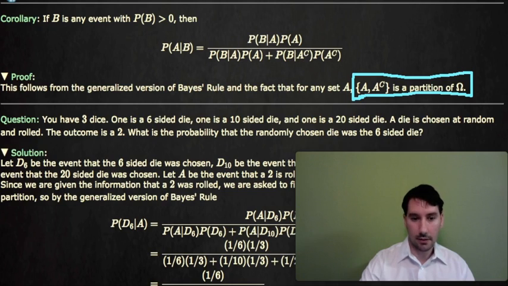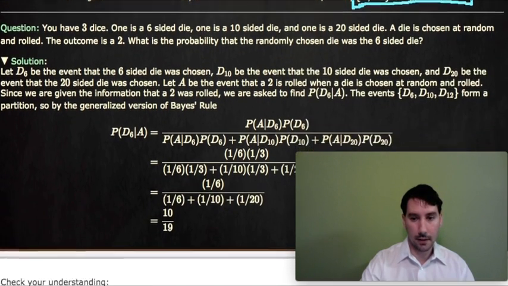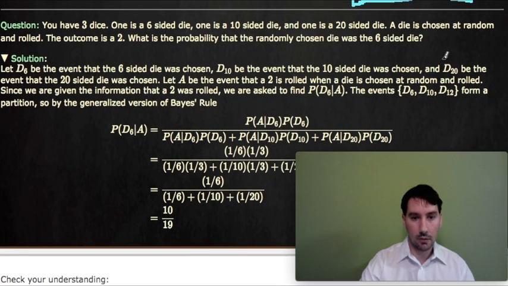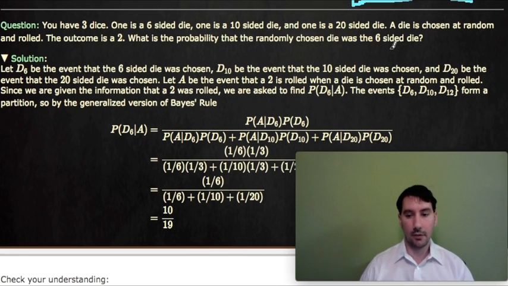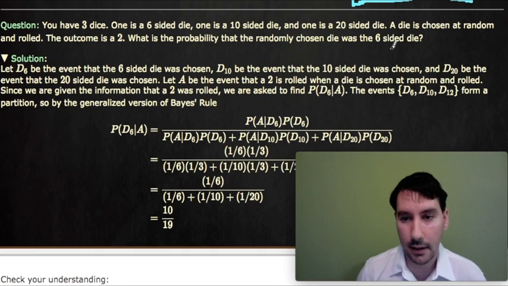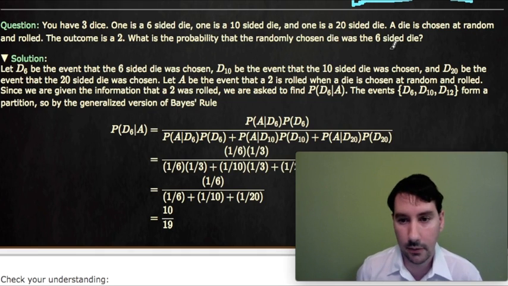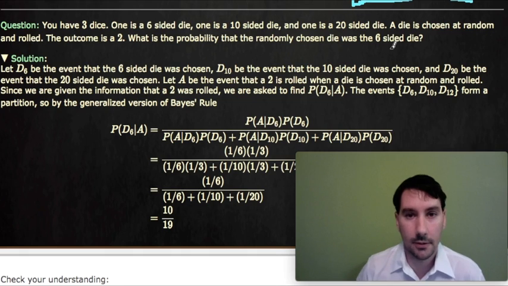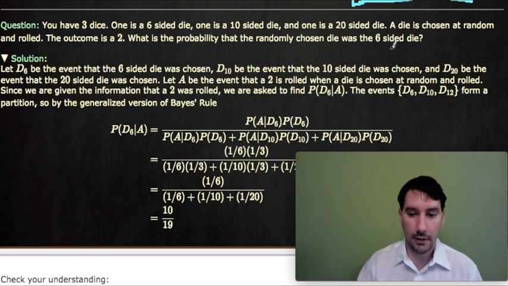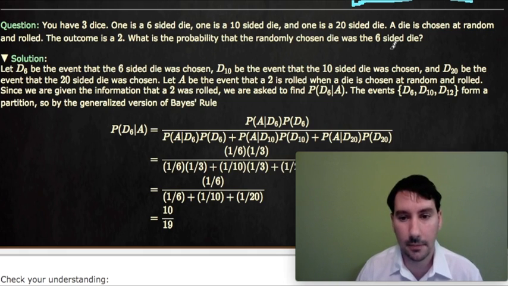Now let's get to the application. Here we're going to roll one of 3 dice. So we have a 6-sided die, a 10-sided die, and a 20-sided die. We're going to choose a die at random and roll it. So there's a 1/3 chance of getting any one of those 3 dice. And we don't know which one we picked up. So it's like, put on a blindfold, you grab one of these things and roll it, and all you know is that the outcome is a 2. Maybe your friend tells you, a 2 came up.